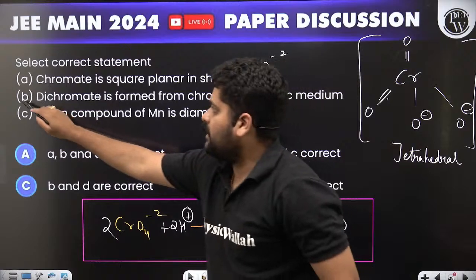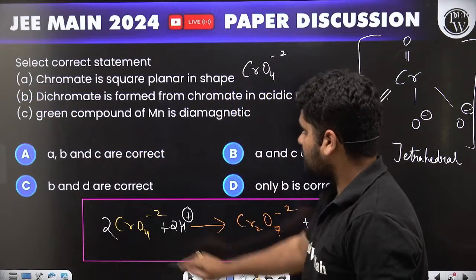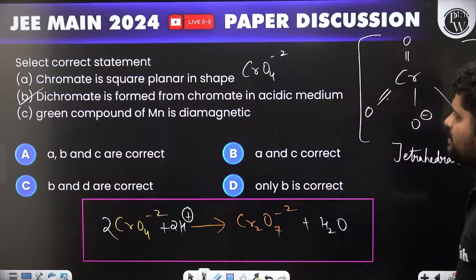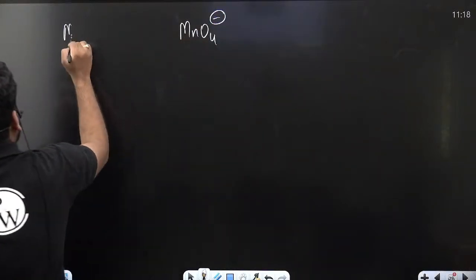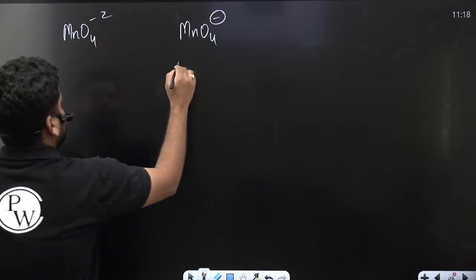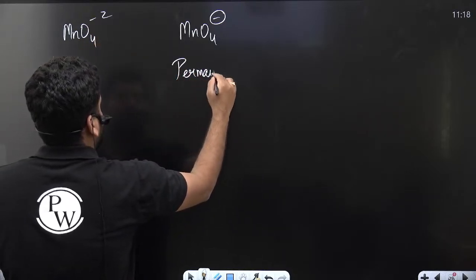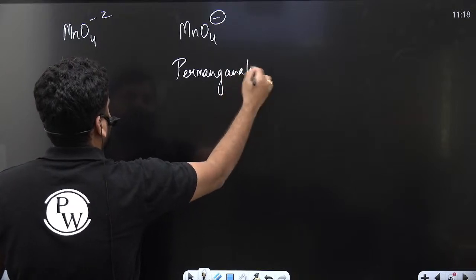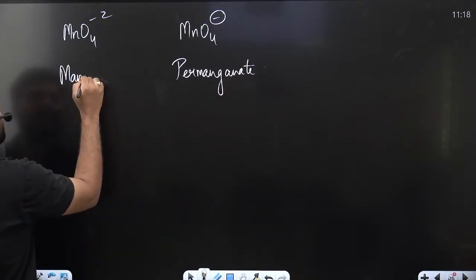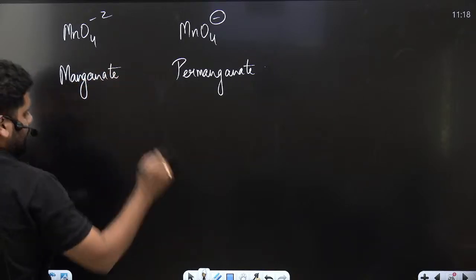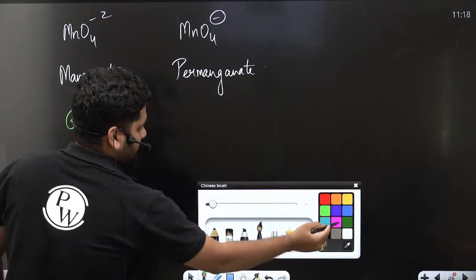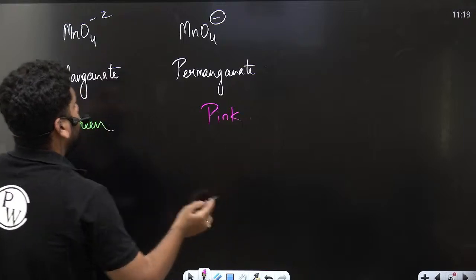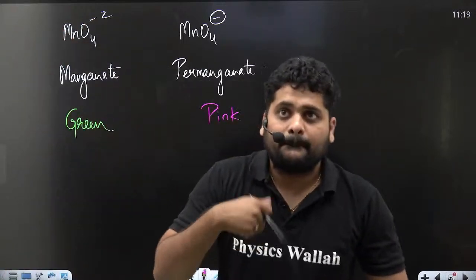In a similar way, we have option C, which says green compound of Mn is diamagnetic. See, manganese can exist like this, MnO4 minus, or it can exist like this, MnO4 minus 2. This is permanganate, which is pink in color, and this one is manganate. Manganate ion is green in color, and this one is pink in color. So the green compound of manganese, which means he is talking about manganate ion.